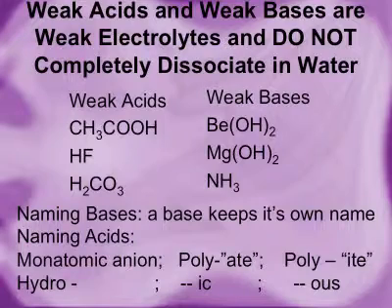So if we are dealing with chlorite, it would be chlorous acid. It's usually hypochlorite, so it would be hypochlorous acid. Okay, just to review our naming of acids. Okay, this is where we get to the new information.